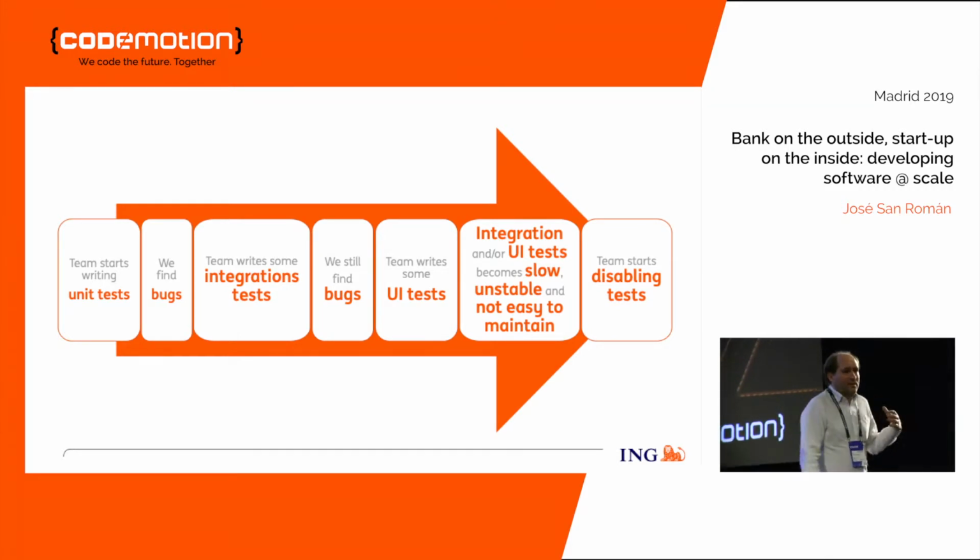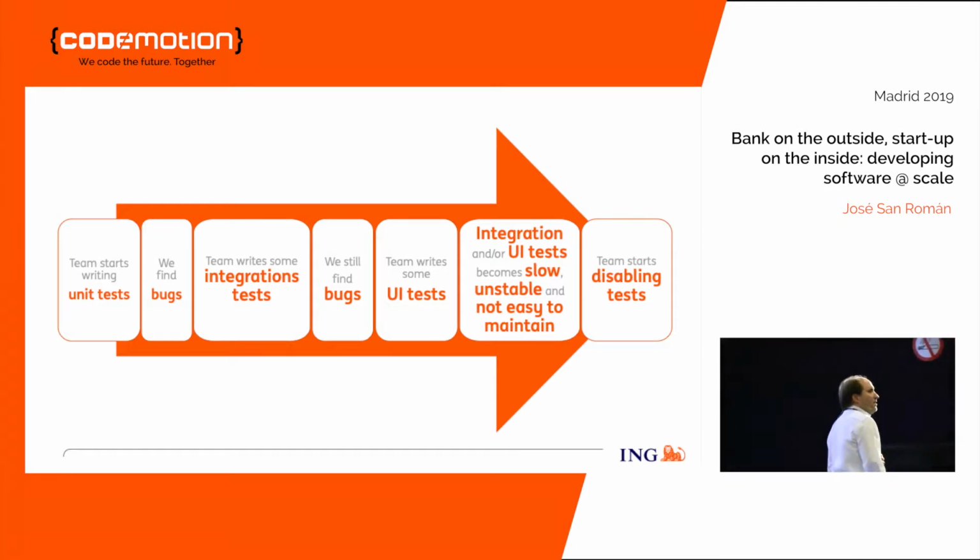What is the real journey that is happening here? Okay, you start using unit tests. We know the testing pyramid from Mike Cohn. All of us know that. That is the theory. You start doing unit tests, great. 100% of coverage. Amazing. You find bugs. No problem. Let's do some integration tests. We know the pyramid. We start doing integration tests. We still find bugs.